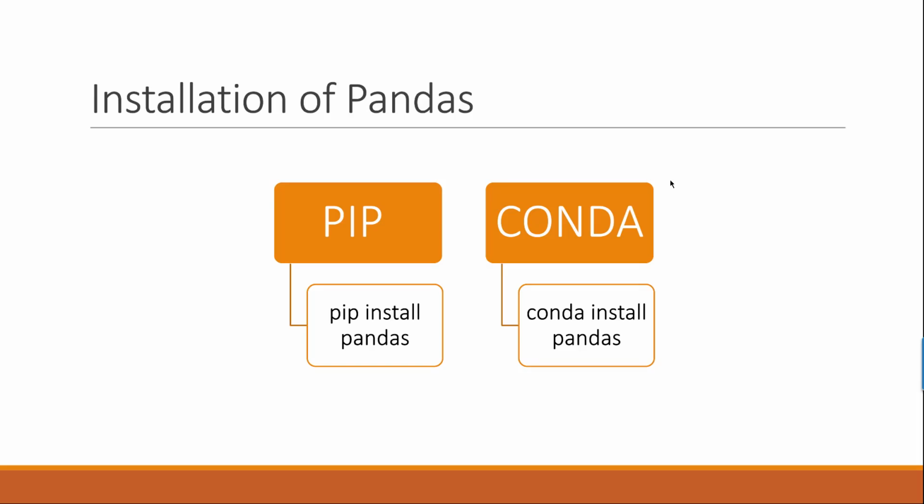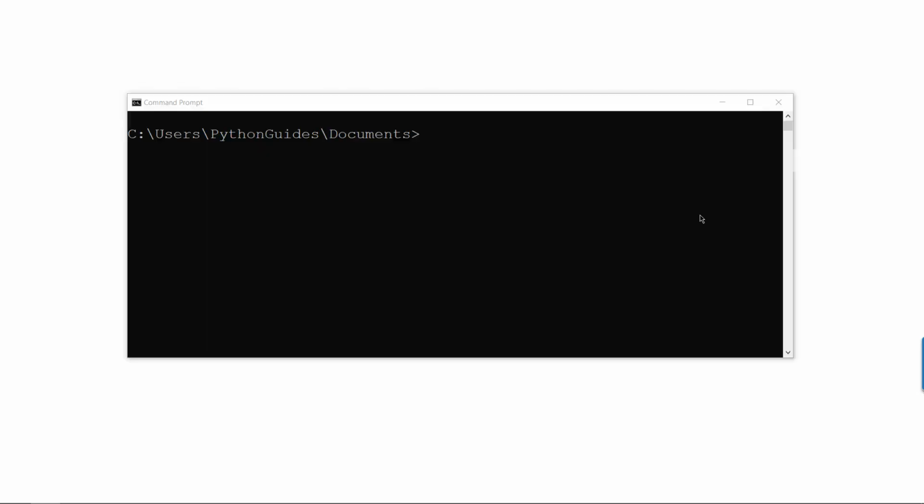The other is conda, which is a third-party library for machine learning modules. So you have to install it, and we have already shown you how to install it. So let's go ahead and see how you can install the Pandas library on this one. We will start with pip.